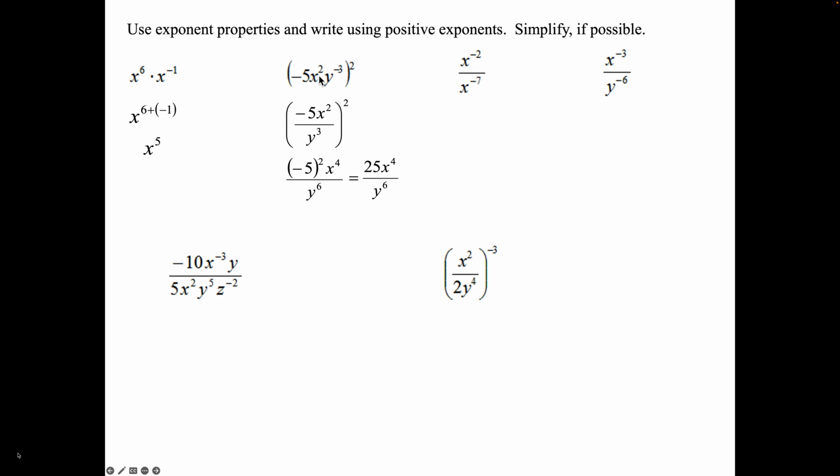A lot of people will confuse, oh, y to the negative 3, that goes on the bottom. Oh, my 5 is negative, I got to put that on the bottom. No, there's a positive 1 on its exponent.